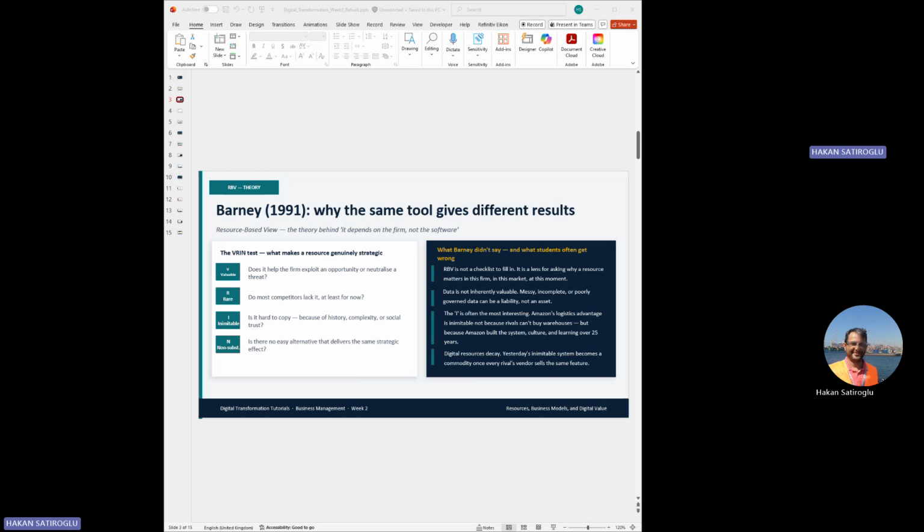A small anecdote here could be used to make this easy to understand, like a retailer buying a customer relationship management system, CRM. On paper, lots of firms can buy the same CRM, so the software itself is not that rare. But if one retailer combines it with years of high quality customer data, strong staff training, or fast decision making, then that whole package becomes much more powerful than the tool alone.